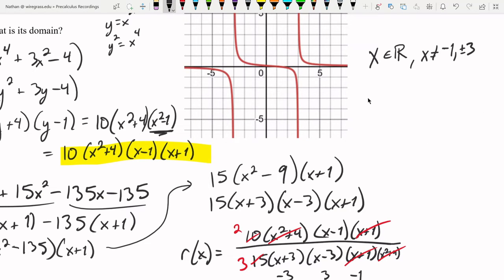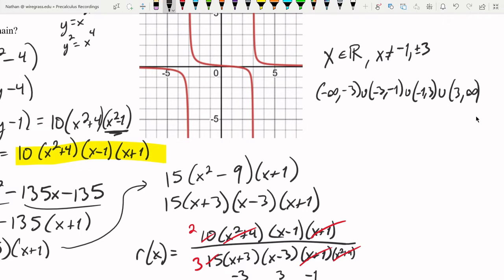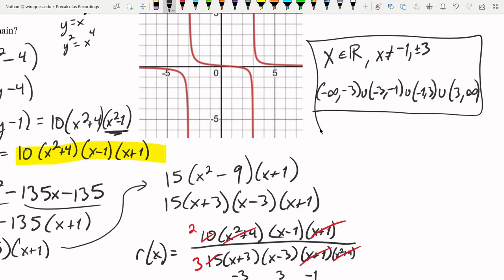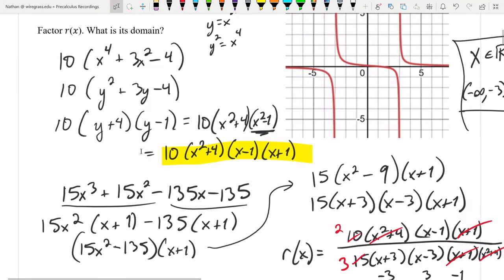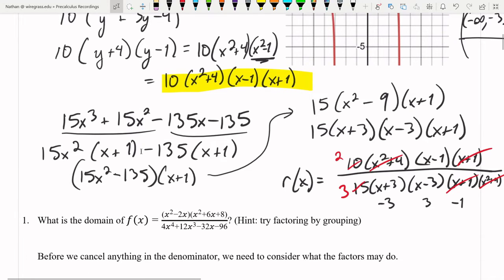You can also write it as an interval. So that's the domain for this rational function. Okay, give it a try in number 1.